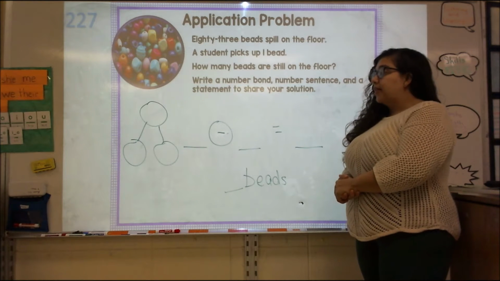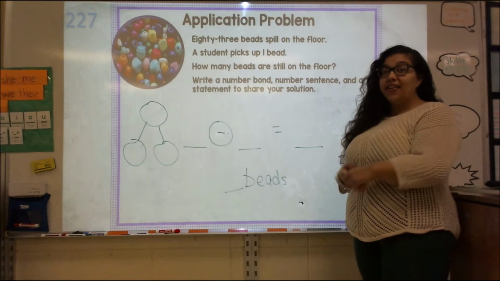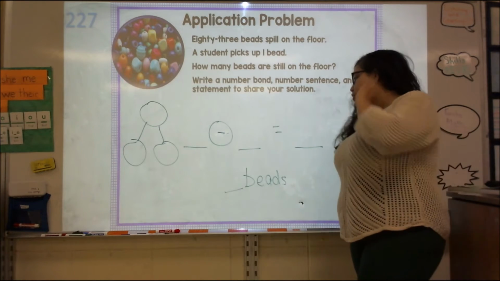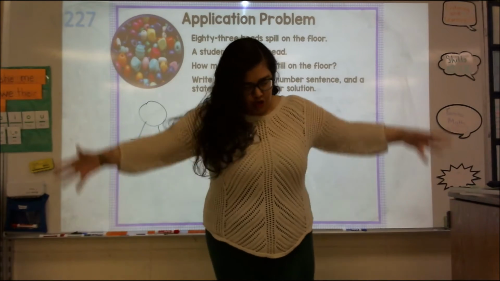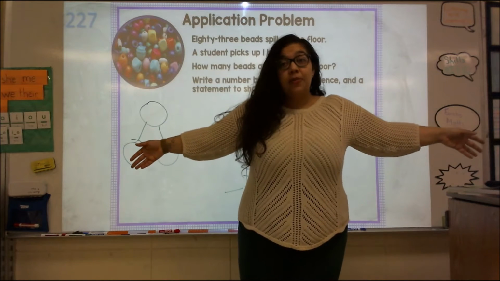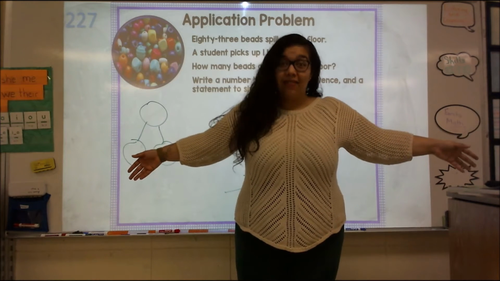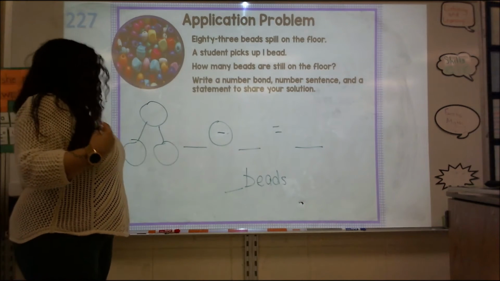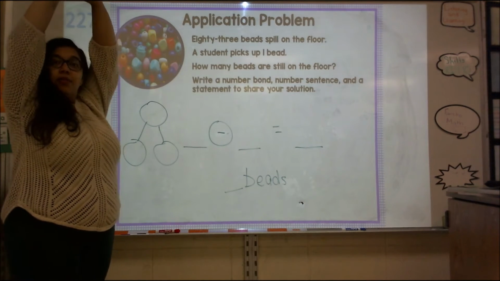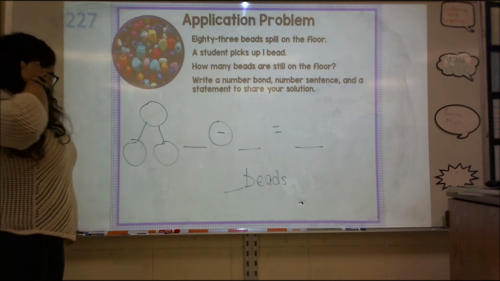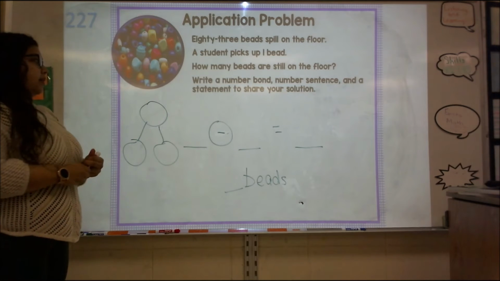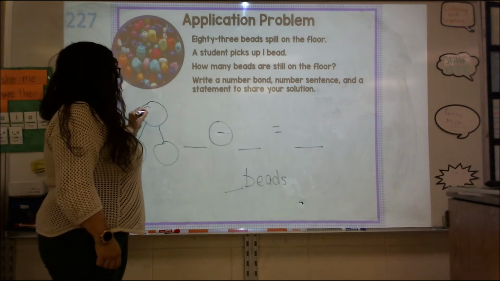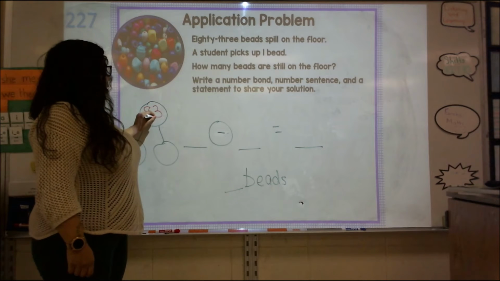Okay, so let's look at the information we have and figure out what's missing. So we know that 83 beads spilled on the floor. Okay, so we know that that is our whole. That is our total number of beads available for the situation. It is our whole. That means we can complete that portion of our number bond.